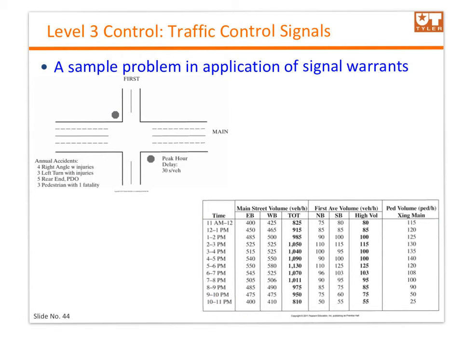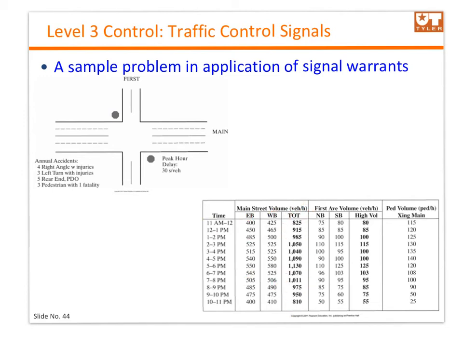So the information here was provided for both the main street volume as well as the minor street volume, which is called First Avenue volume. And also we've been provided with the pedestrian volume, which we're going to need to decide on warrant number 3. As you could see, the eastbound and the westbound, and we're really interested now in the total.